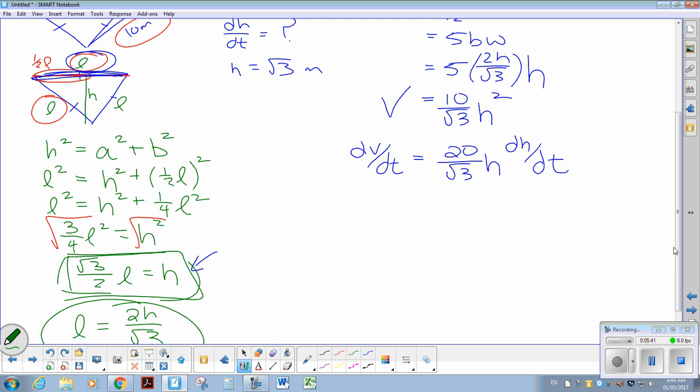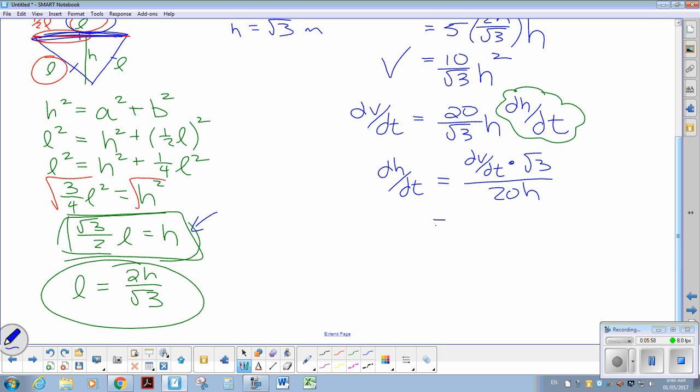Now, what I was looking for originally is actually in my equation. So that means that dh by dt, just rearranging, will be dV by dt multiplied by root 3 over 20h. Doing my substitution, dV by dt is 2 times root 3 over 20, and the height is root 3. Surprise, surprise. They made it easy for us. 2 over 20 is 1/10 of a meter, because we're talking about height per minute.